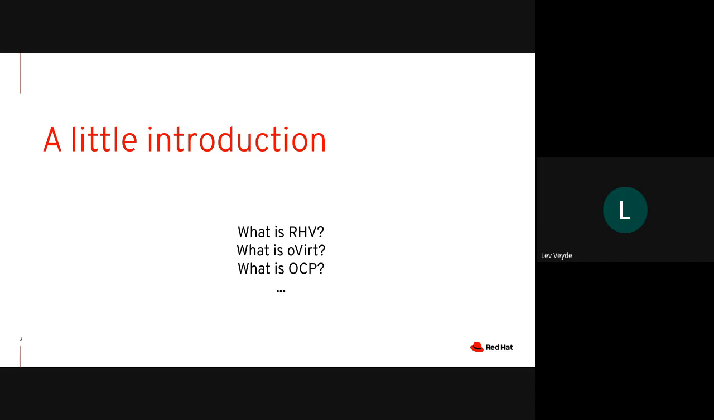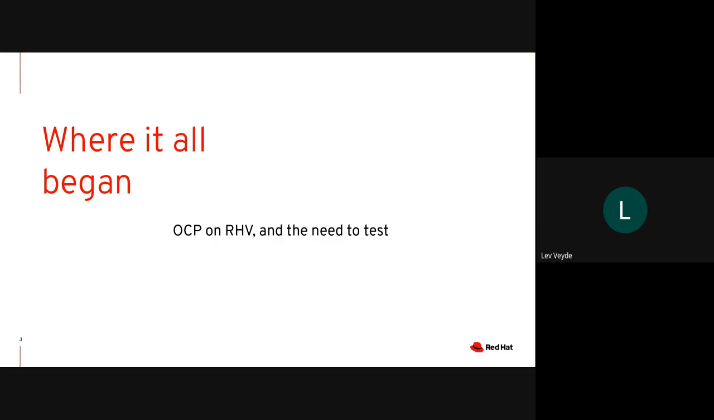And oVirt is our upstream community project, which is something similar to what Fedora is to RHEL, but in our case, it's a lot more closely related to Rev. So the source code is very, very similar. And what is OCP? I think most people in Red Hat know it's the OpenShift Container Platform. So it all began with the OCP on Rev initiative, which is part of our integration team of Rev, and it basically allows you to run OpenShift on top of Rev.